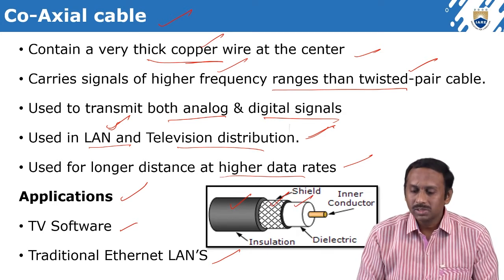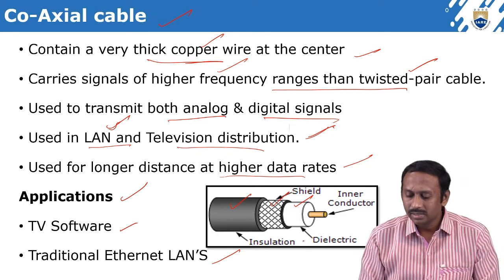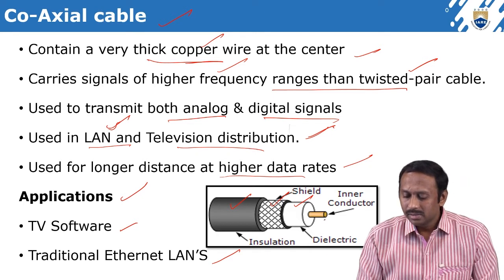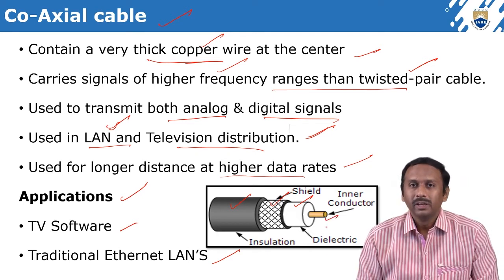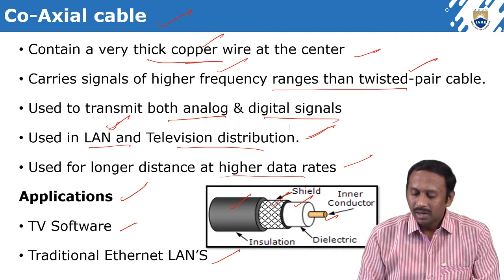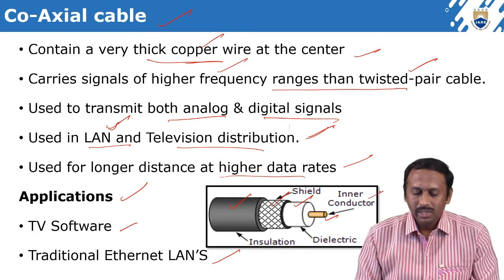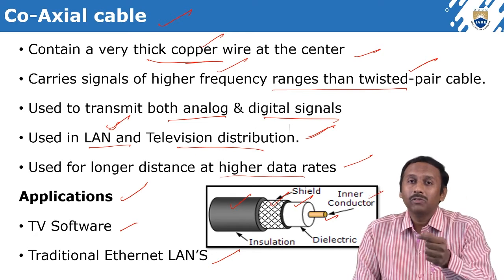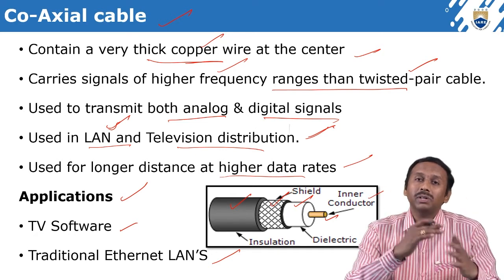It's a very little bit stronger, and this is a dielectric, and this is called copper wire. Okay, so the copper wire will be very thick. And this is an inner conductor, we can say that. With this copper wire only, the data or signals are going to be transmitted.